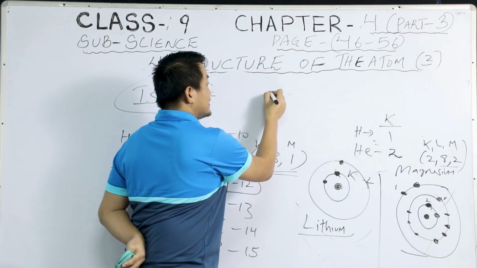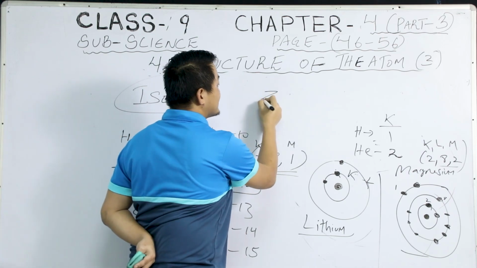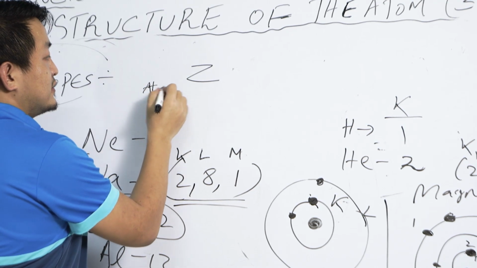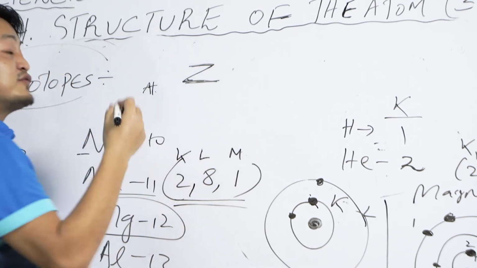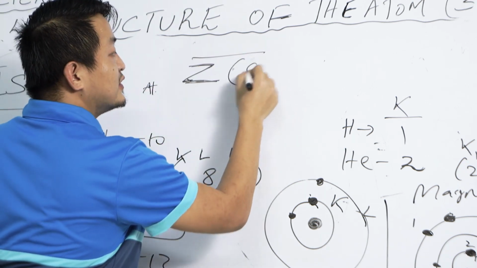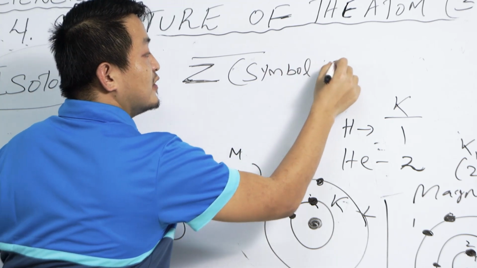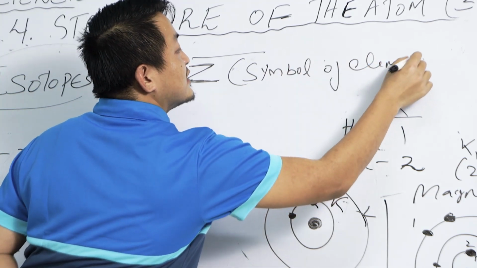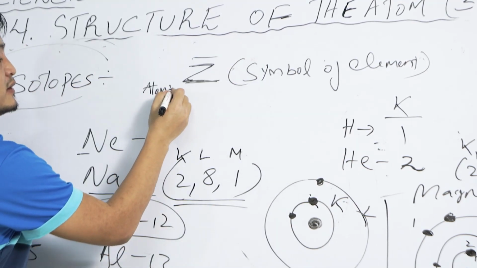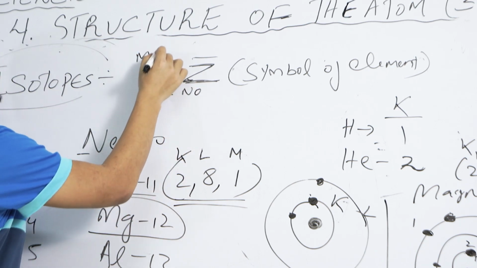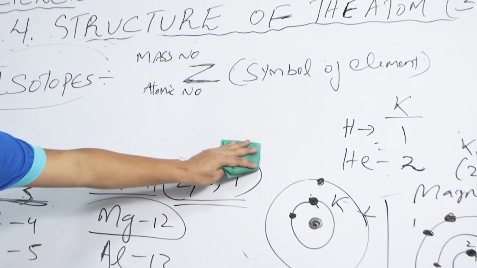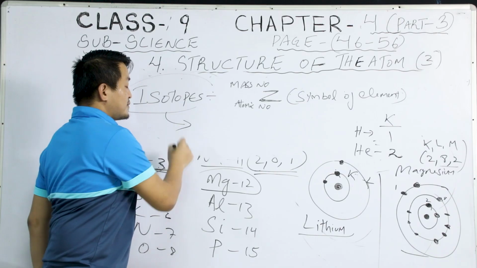Now, students, atomic number is represented by Z, okay? And here we write what? Okay, I'm sorry, students, this is the symbol of element, okay? This is the symbol of element, and this is the atomic number, and here we write the mass number, okay? So, I'll show you an example of isotopes.